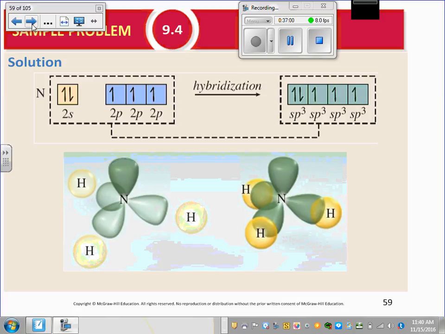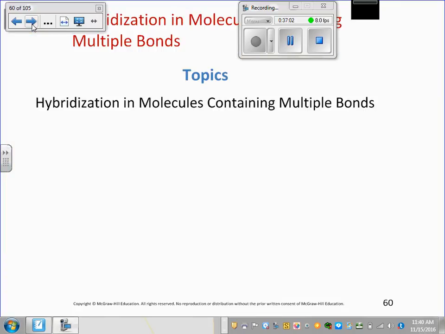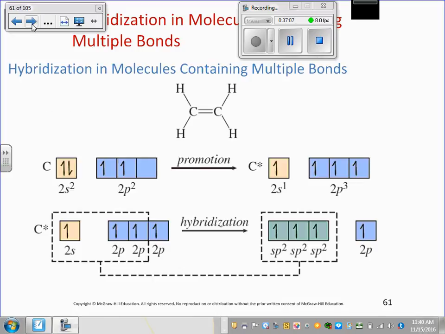What about multiple bonds? Why are we dealing with this? So if I look at ethane here, ethene rather, there's carbon's ground state. What is the configuration around the carbon? How many domains are around the carbon? 3. So I know its hybridization has got to be what? Well, I want the letters. sp2.